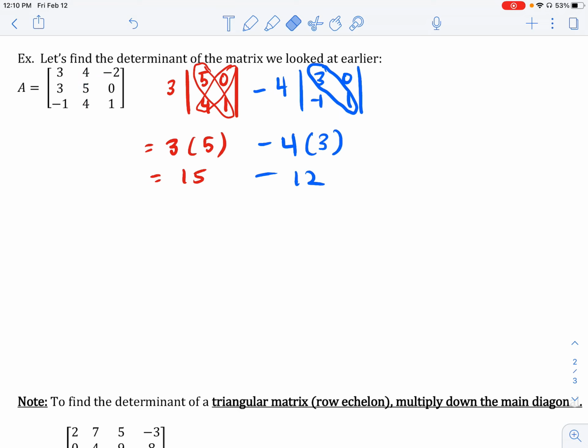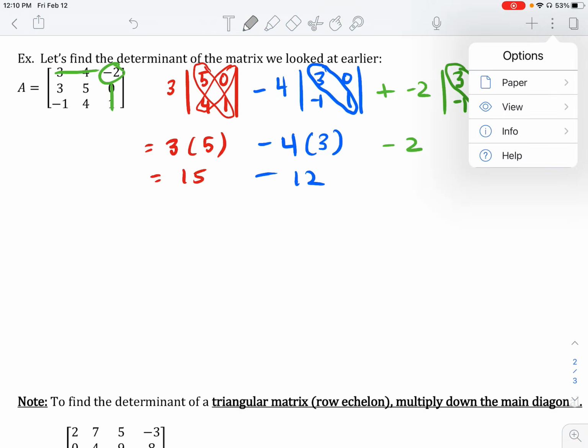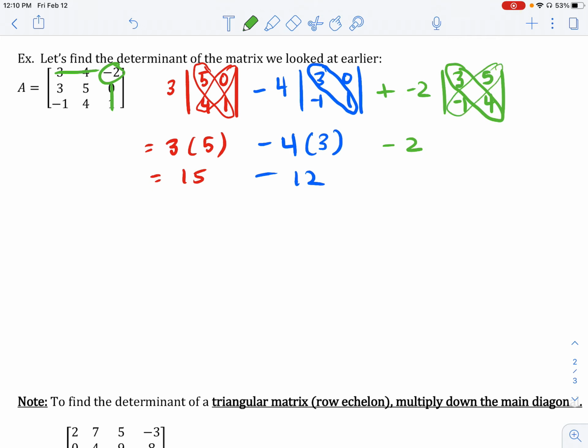All right, now just to wrap this up, let's try the next one. We're going to go to this entry here, negative 2, the last entry of that row. So we're adding a negative 2. Cross out its column and row, and we're going to find the determinant of 3, 5, -1, and 4. So this is just going to be minus 2 times the determinant of this matrix, which is 12 minus -5. So 12 minus -5, this is going to be positive 17. So this is minus 34.